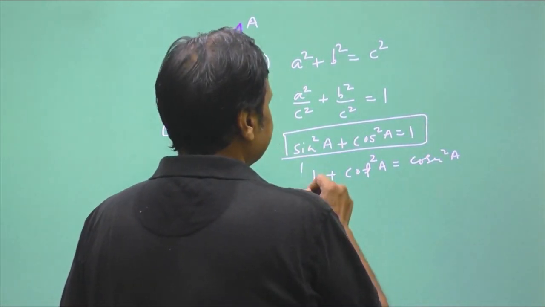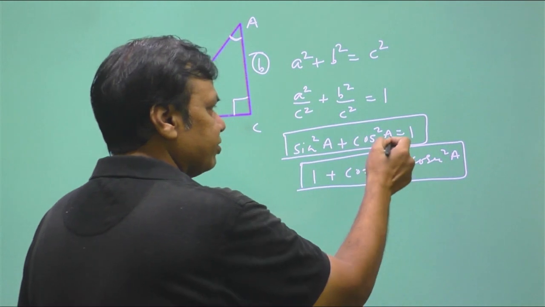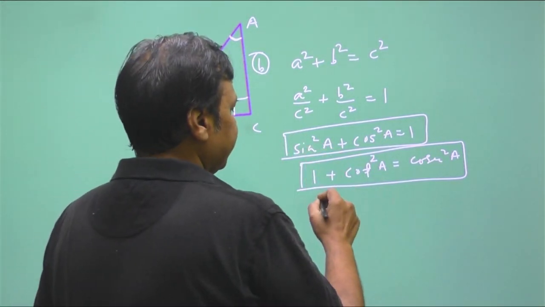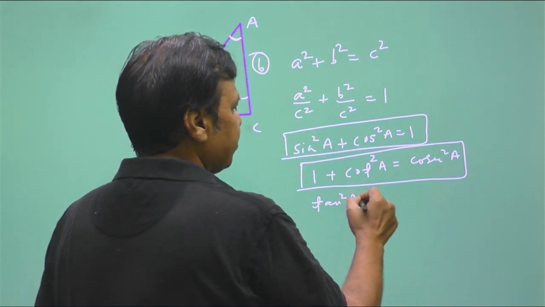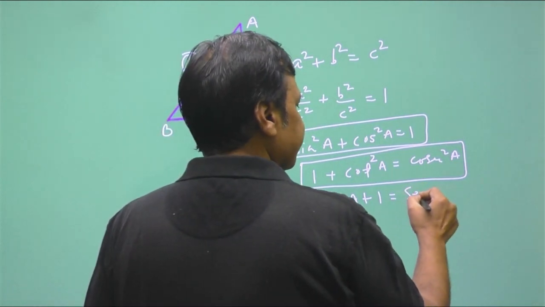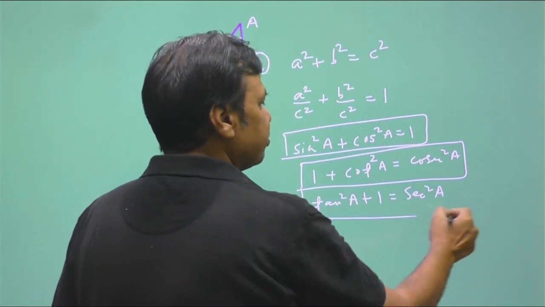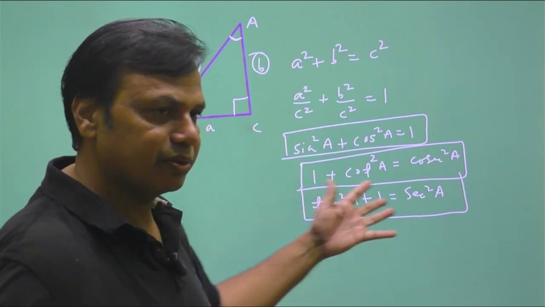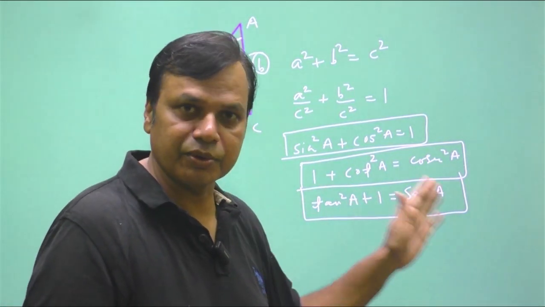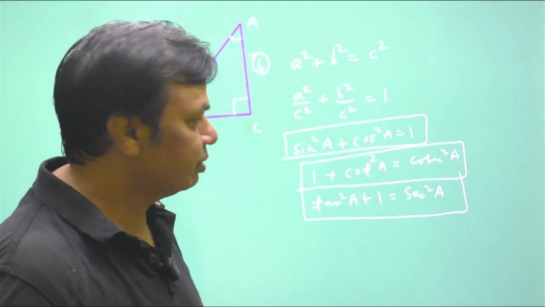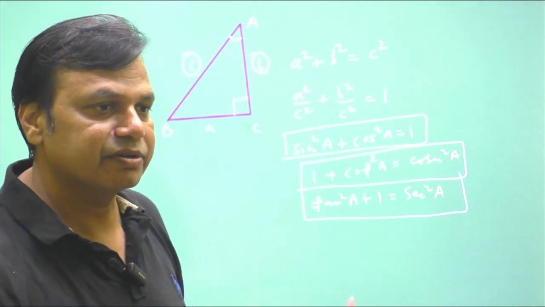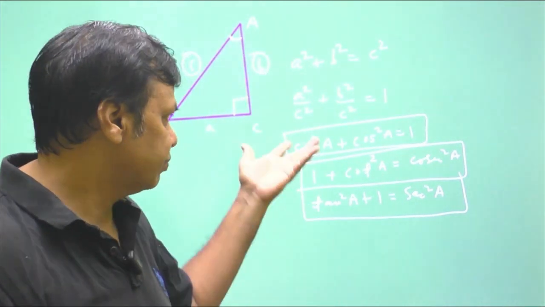You can divide both sides of this equation by cos square A as well, and you will get tan square A plus 1 equals 1 upon cos square A, which is sec square A. So this is your third formula: tan square A plus 1 equals sec square A, or you can write sec square A minus tan square A equals 1. Whatever you want to write, the formula will come through this right angle triangle. Just exploiting this right angle triangle gives us 3 formulas.